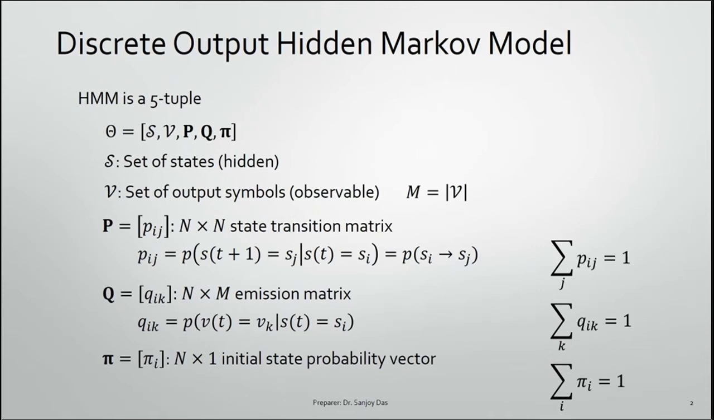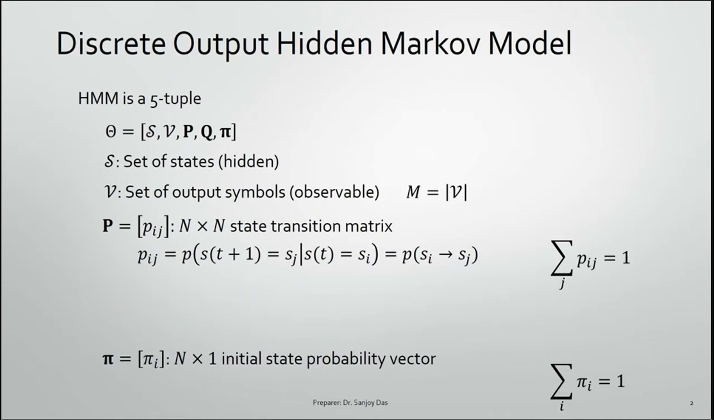It's a 5-tuple. Theta equals set of states, set of output symbols, the state transition matrix P, Q is the emission matrix, which is the probability of emitting output symbol K from state I, and pi, which is the initial state probability vector.